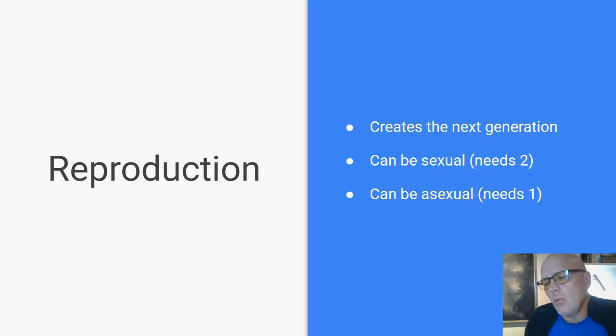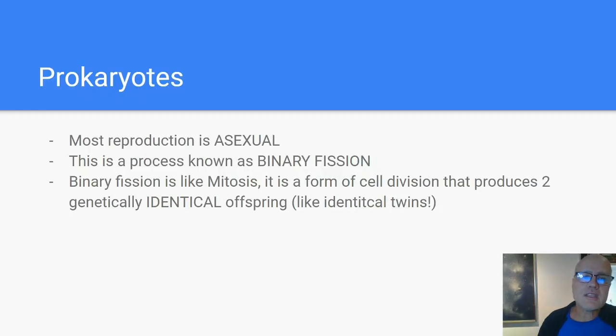So what's the difference? Well, prokaryotes. Now, most reproduction for prokaryotes, those are the little bacteria. They don't have a nucleus. They don't have membrane-bound organelles. They're tiny, and they're always single-celled. They never grow into multi-cell creatures. You wouldn't see a bacteria the size of me. They're single-celled organisms. Most reproduction is asexual. That means without a partner. This process is known as binary fission.